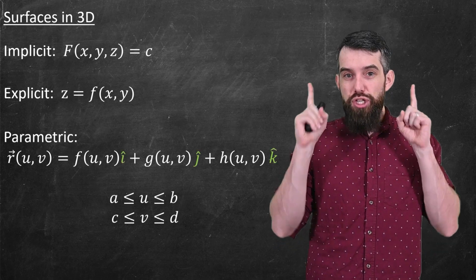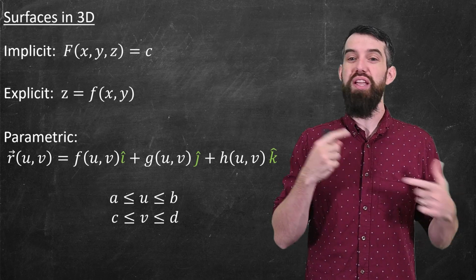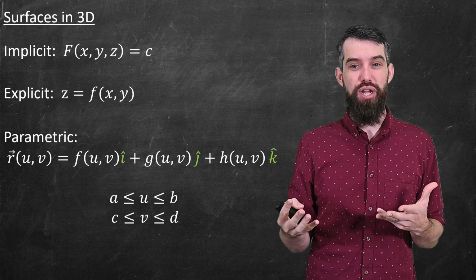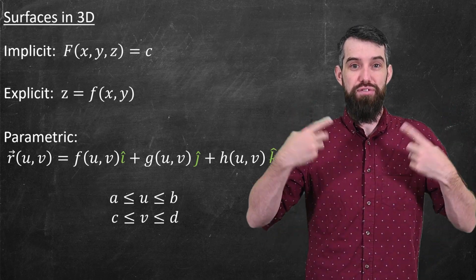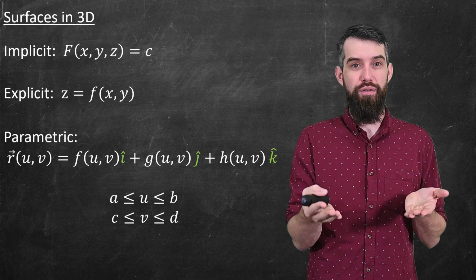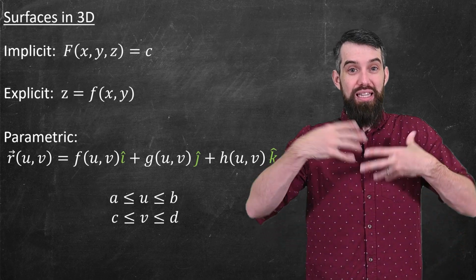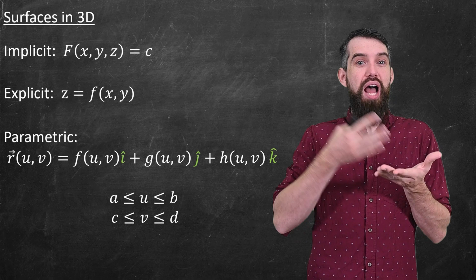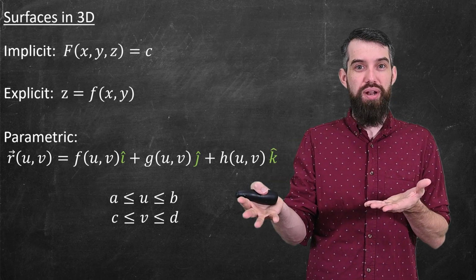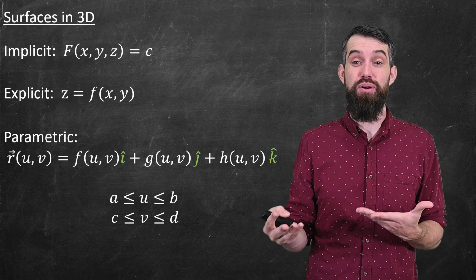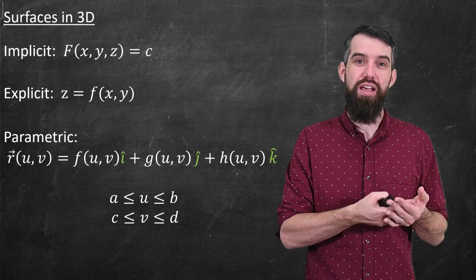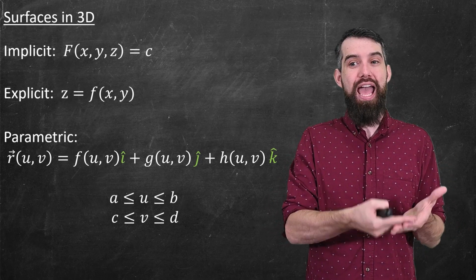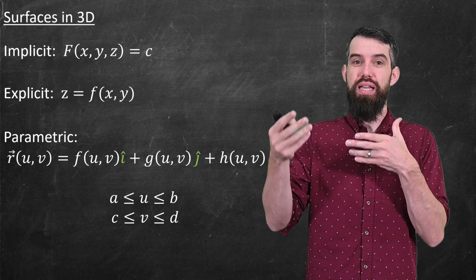Now I'm going to have 2 parameters. So I'm thinking of surfaces as a 2-dimensional object, so there's 2 degrees of freedom, so I have 2 parameters, and I'll call them u and v. And then because it's living in 3 dimensions, there's an i hat, a j hat, and a k hat component, and each of those functions depends on the parameters. So it's an f of u and v in the i hat, a g of u and v in the j hat, and an h of u and v in the k hat.